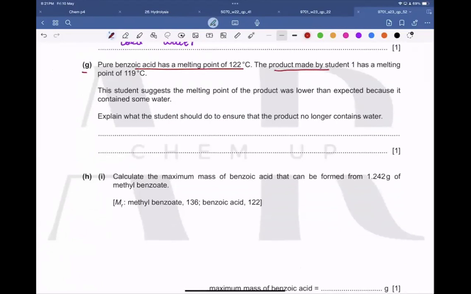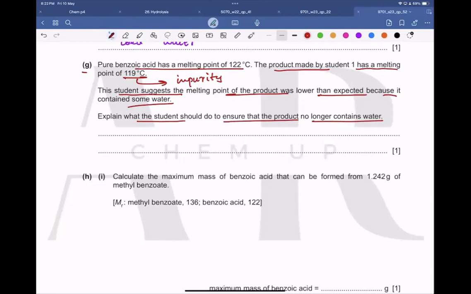The product made by student one has a melting point of 119 degrees Celsius. It means it contains impurity. Because of impurity, the melting point gets lower and the boiling point always increases. The student suggests that the melting point of the product was lower than expected because it contains some water. Explain what the student should do to ensure that the product no longer contains water.